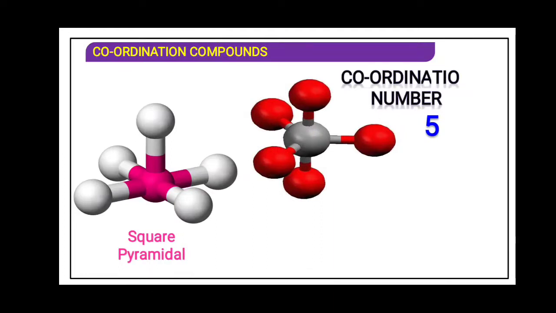Now for coordination number 5, the compound may be arranged in such a way that it has a different type of geometry. In the plane there are 3 ligands, forming a triangle in the plane, and one ligand is at the top and another ligand is at the bottom. So from the top there will be a formation of pyramid, and from the bottom also there is a formation of pyramid. So it will be trigonal bipyramidal.